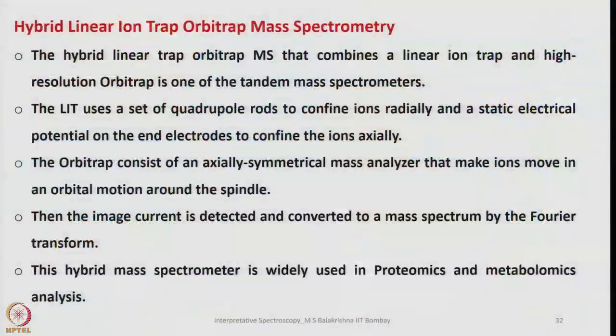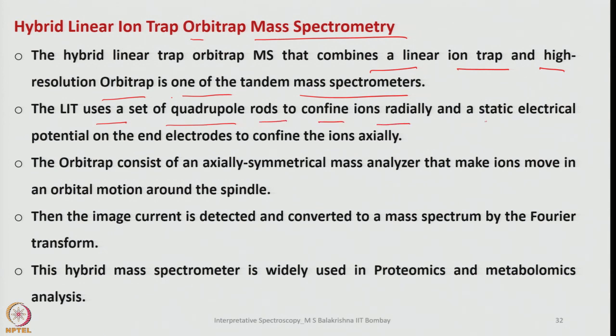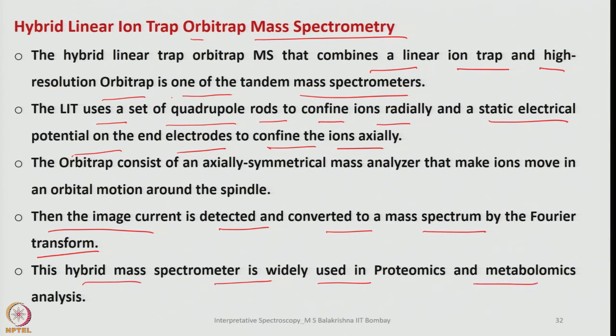Then there is one more hybrid, linear ion trap Orbitrap mass spectrometry. This one combines a linear ion trap and a high resolution Orbitrap, and is one of the tandem mass spectrometers in use today. LIT uses a set of quadrupole rods to confine ions radially and a static electrical potential on the end electrodes to confine the ions axially. The Orbitrap consists of an axially symmetrical mass analyzer that makes ions move in an orbital motion around the spindle. Then the image current is detected and converted into a mass spectrum by the Fourier transform. This hybrid mass spectrometry is widely used in proteomics and metabolomics analysis. So this is where its role comes into the picture.